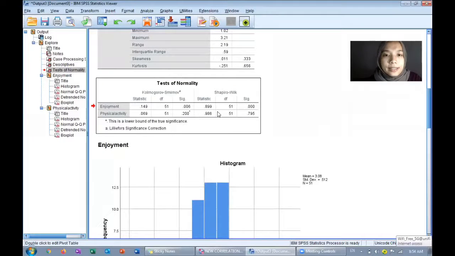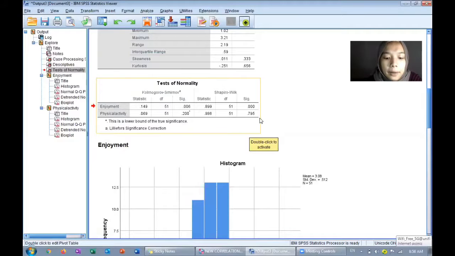So this is the result of the normality test of this data. To know whether the data is normal or not normal, we follow the Shapiro-Wilk. So we look at this Shapiro-Wilk column. The p-value is at the significance column, this one. It shows that the enjoyment p-value is 0.000 and the physical activity participation p-value is 0.795.